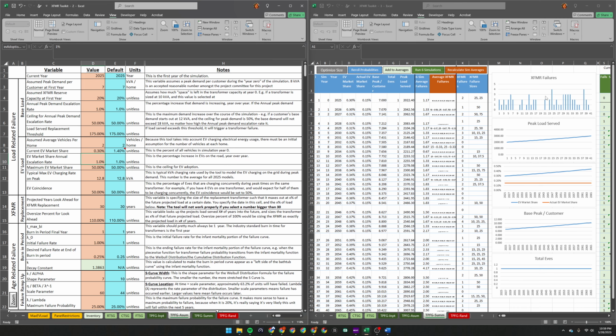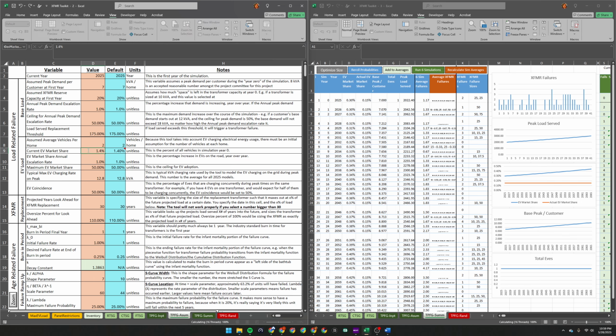You'll notice I should have less failures, which I do. That's what happens there, because this is saying there are less EVs in the market share, and so I have, as an average across my entire service territory, I'm going to have less higher loads because of there being less electric vehicles out there in my community. So that's what that's about.